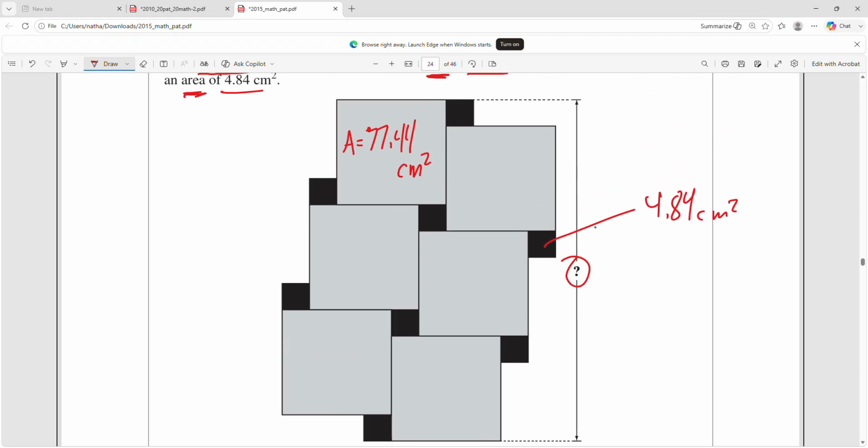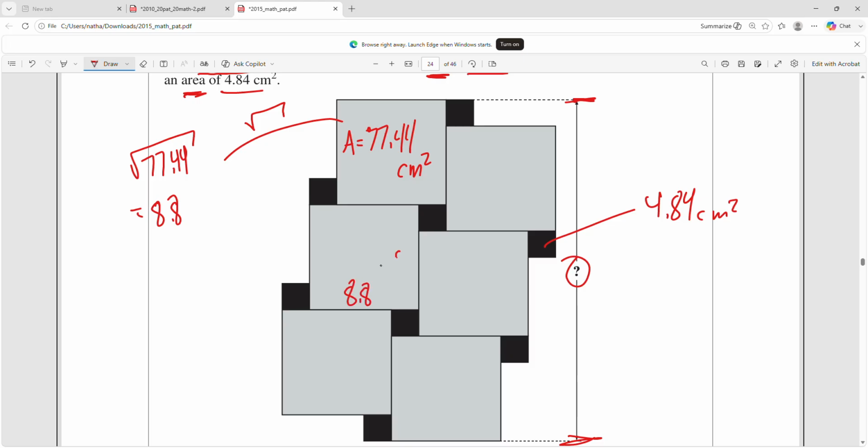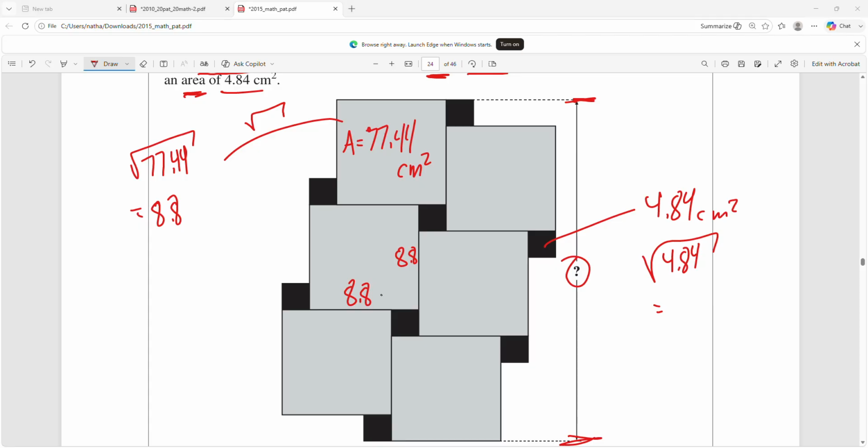So they're talking about the height here. What is this from here down to here? So this is talking about a distance, like a side length. We need to get the side length of these squares so that we can add these up. So if I have a square, I get my side length by taking the square root of that number, right? So I'm going to take the square root of 77.44, and that's equal to 8.8. So each one of these sides of this square is 8.8, right? And same with the little black square. If we take the square root of 4.84, we get 2.2. So that's the side length, 2.2.